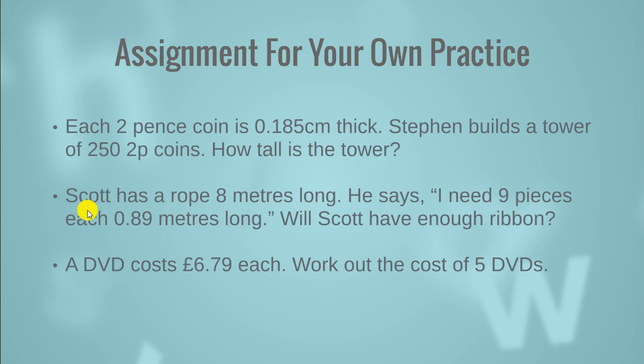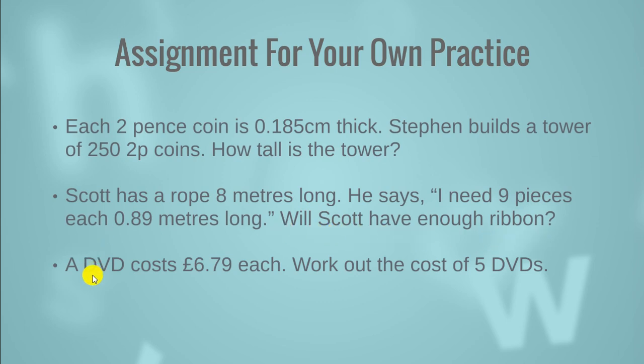The other question is, Scott has a rope 8 meters long. He says, I need 9 pieces each 0.89 meters long. Will Scott have enough ribbon? So what you need to do is multiply 9 with 0.89, and when you multiply this, you will see that you have 2 decimal places here and 0 decimal places here, so your answer will have 2 decimal places. If the answer is equal to or greater than 8, then you can say that Scott has enough ribbon. But if the answer is less than 8, then Scott does not have enough ribbon.